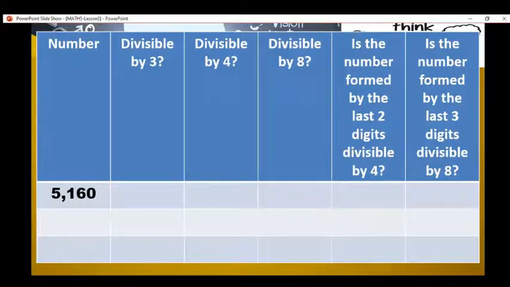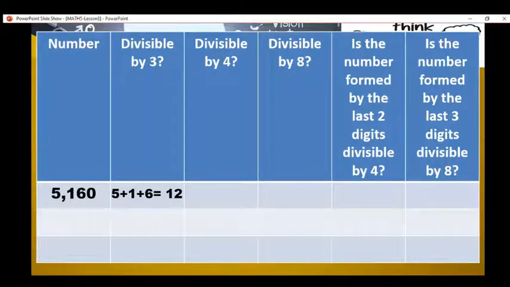So let's have the given number: 5,160. Is it divisible by 3? If you still remember the rule of divisibility by 3, we need to add all the digits and divide the sum by 3 to check if it is divisible by 3 or not. Let's have 5 plus 1 plus 6.